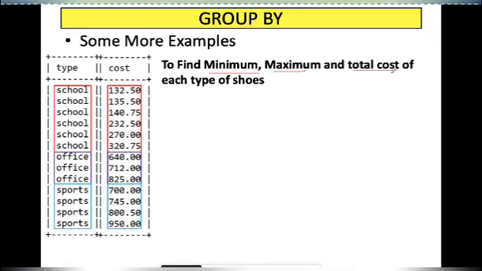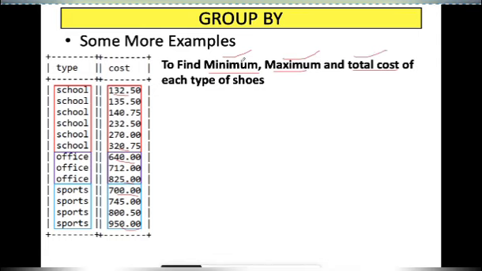School shoes are having minimum cost this and maximum cost this. Office shoes are having minimum this, maximum this. Sports shoes are having minimum this and maximum this. So within the same query we are finding these three things in each group separately. We are executing 3 group functions on different groups. 3 groups are available in type, so we are doing it on 3 groups separately. Let us see how to write the query.